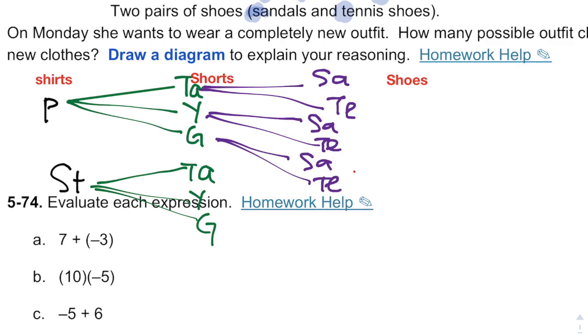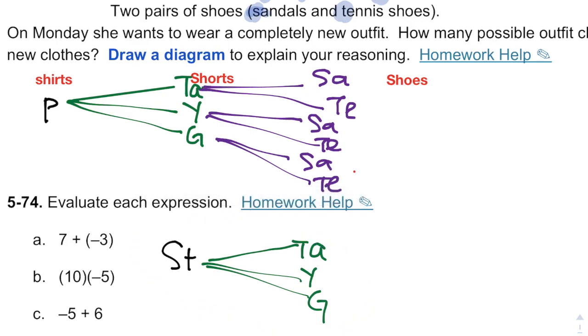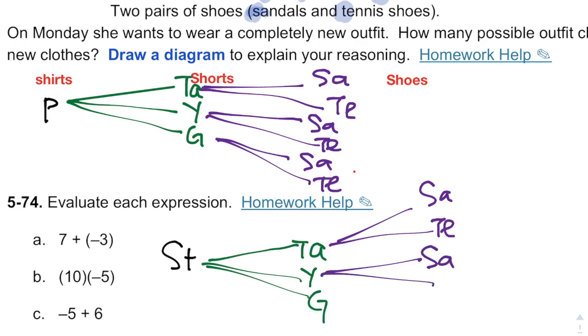If we choose tan shorts, we can have, let me move it one more time. Let's see, how do I move this? I can move this down a little bit so you guys can all see what I'm doing. And then I'll shrink it so it'll fit everything here. We can have sandals or tennis shoes after choosing stripe with tan shorts. If I pick stripe with yellow shorts, I can have sandals or tennis shoes, and stripe with green, sandals or tennis shoes.